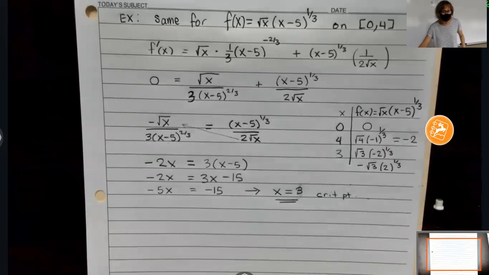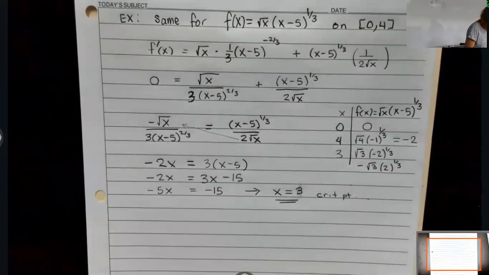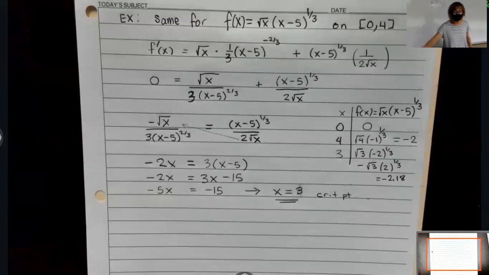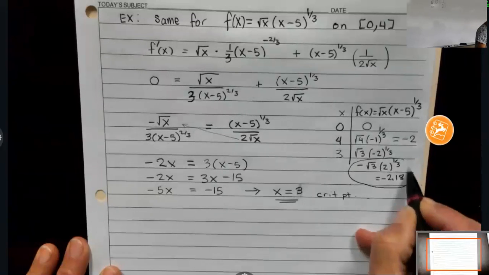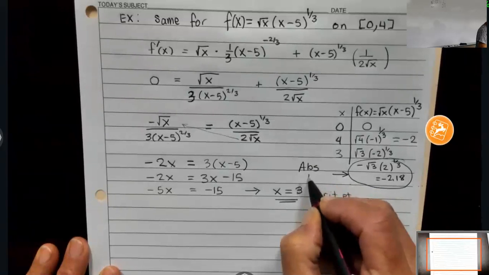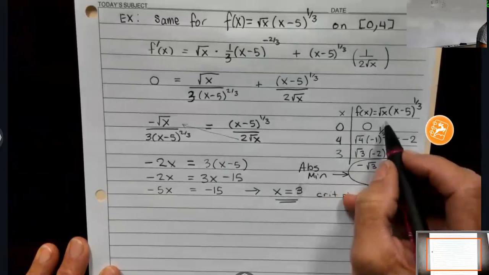So I'm going to my Desmos calculator, hopefully. There it is. Let's check out square root of 3 times 2 to the 1/3. That's 2.18, and it'll be negative. So that's slightly smaller than negative 2 that we got for the other value. That makes that number the absolute min. And the biggest number in the list is 0.